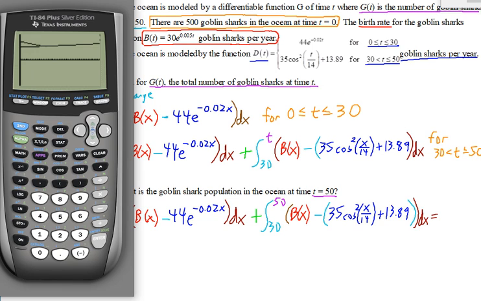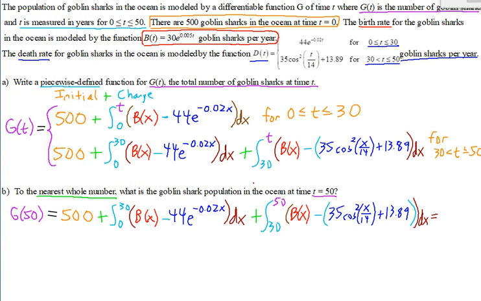There's the birth rate, there's the death rate that just applies until 30, even though we see it more than that. And there's the second part of D of T that just applies on this part from 30 to 50. And I'll show you how to handle dealing with each part there in just a little bit. Okay, so there's our graphs there.